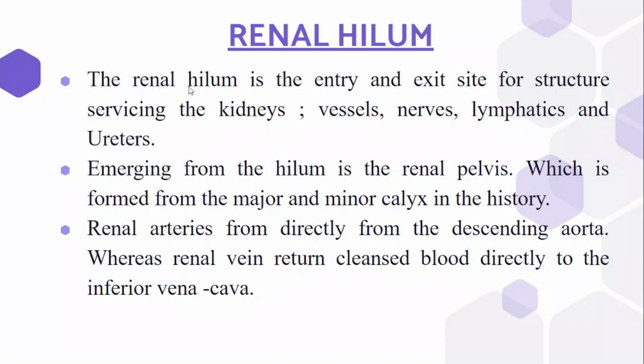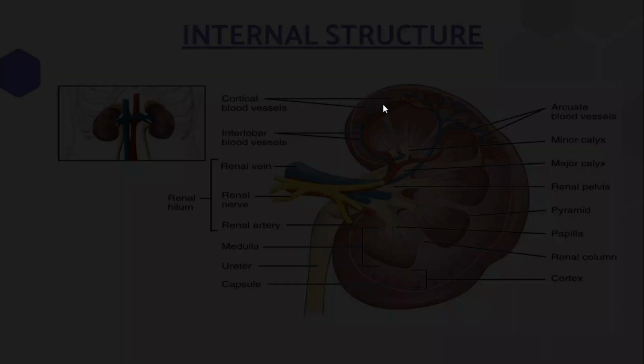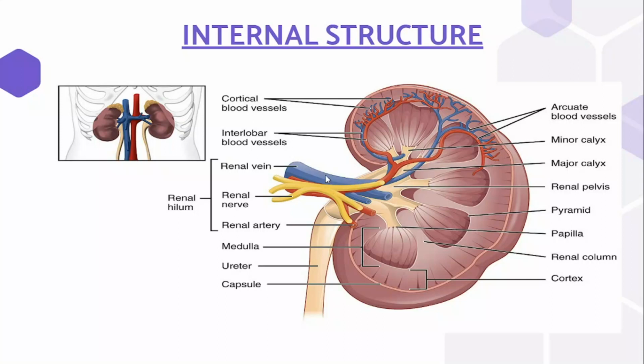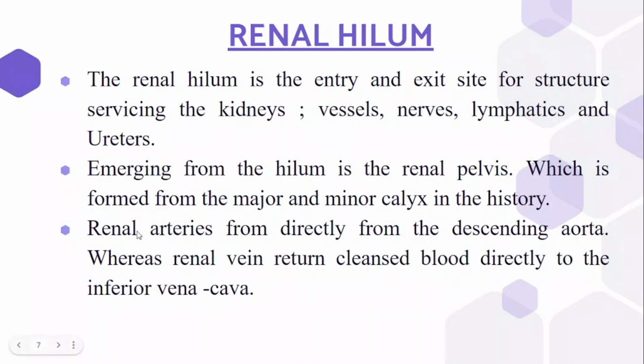Renal hilum. The renal hilum is the entry and exit site for structures serving the kidneys: vessels, nerves, lymphatics and ureters. Clear? These structures make up the renal hilum. Emerging from the hilum is the renal pelvis, which is formed from the major and minor calyces. Renal arteries arise directly from the descending aorta, whereas the renal vein returns cleansed blood directly to the inferior vena cava.